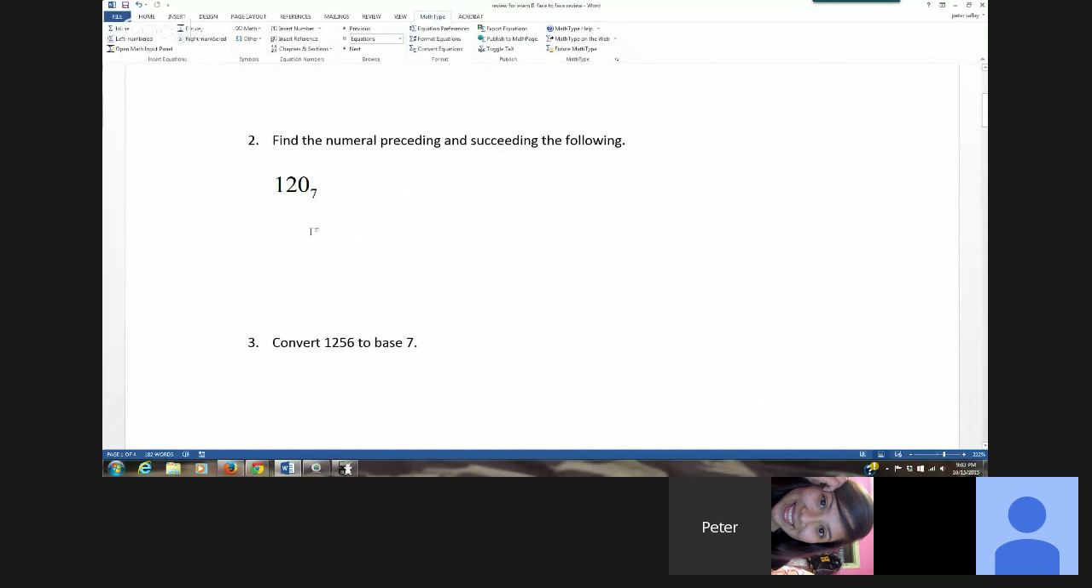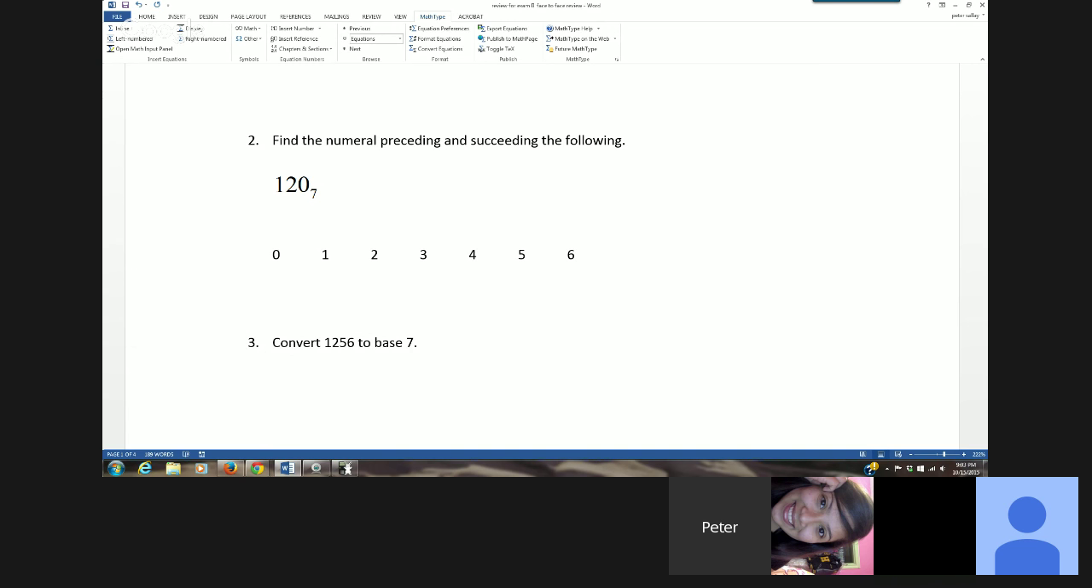Okay. Number 2 has nothing to do with base 10. This is preceding and succeeding. So the way I suggested that we handle something like this is we just start counting in base 7 and see if we notice any sort of interesting pattern. So if I'm going to count in base 7, I would start with 0 and then 1 and then 2 and then 3, 4, 5, 6.